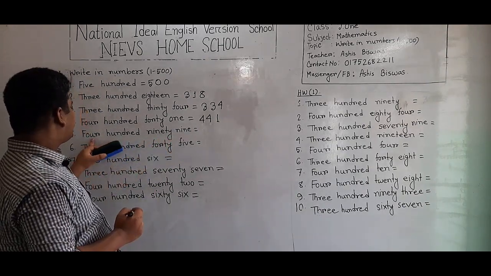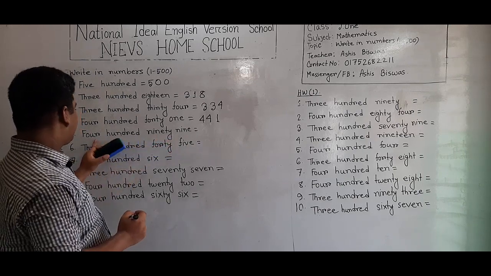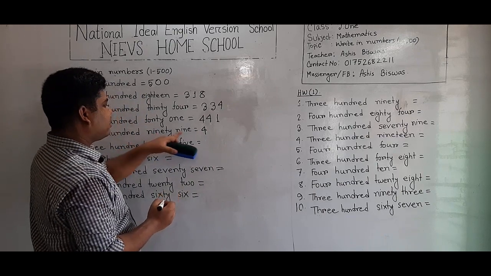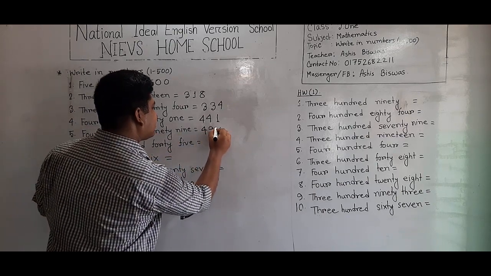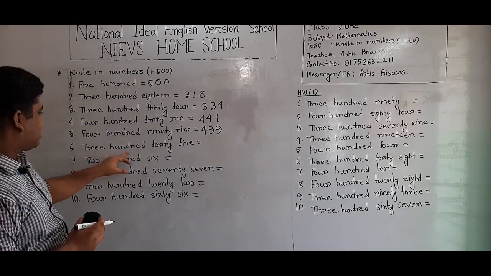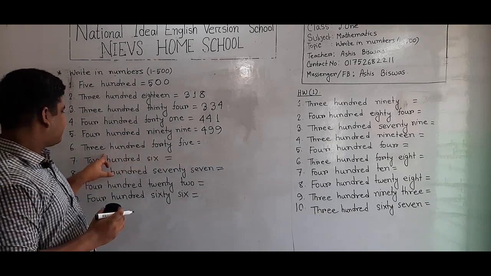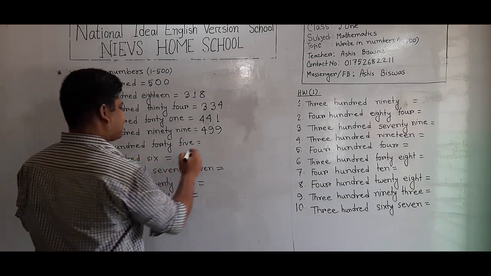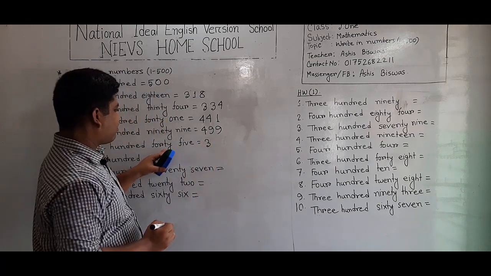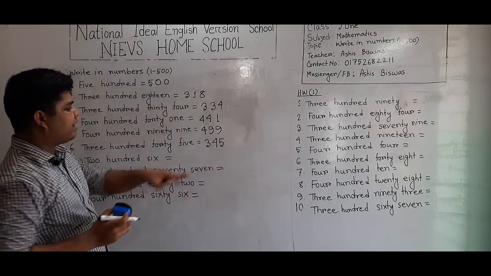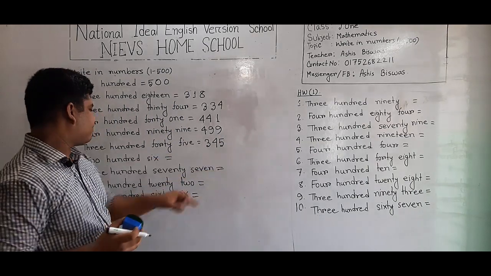Next number is 499. I repeat, 499. So 400 means at first I write 4, then 99. So I write 99. My next number is 345. 300 means we write 3 first, then 45. So we write 45. Okay, read as 345.